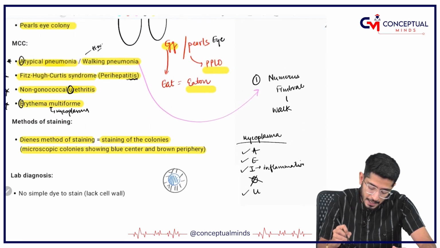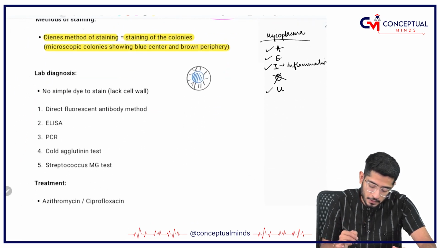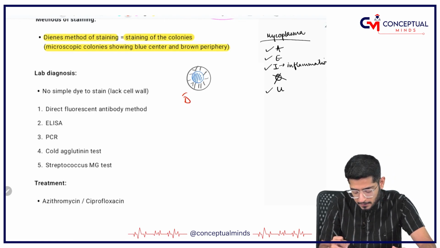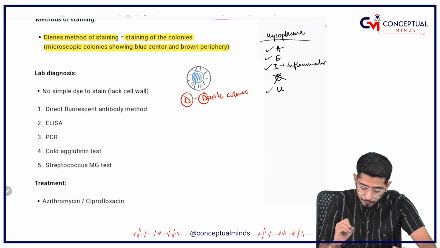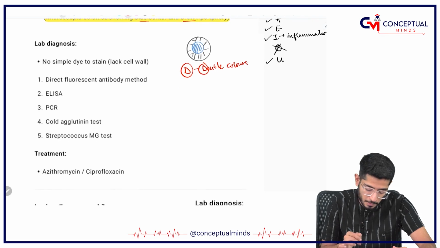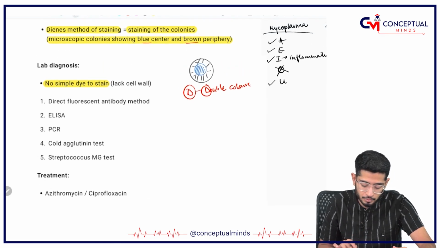This is going to be Dines method of staining, that means staining of the colonies. Just to make you remember, D for Dines, D for double colors. So there are two colors, the blue one and the brown one, blue center, brown periphery, which is going to be there for mycoplasma. Remember, you can't stain it with any single dye.